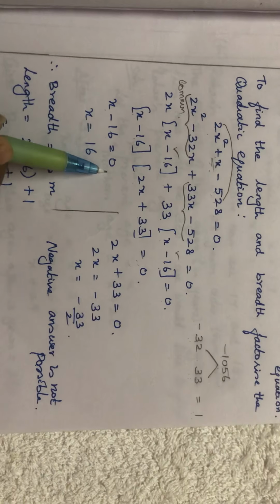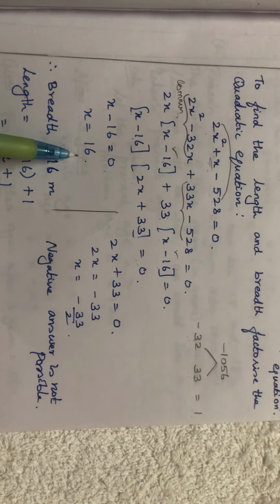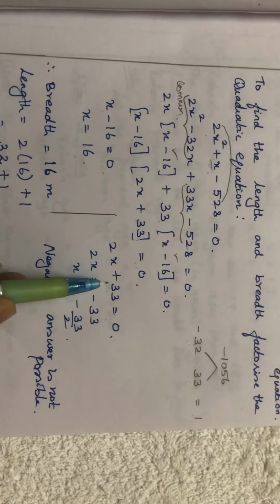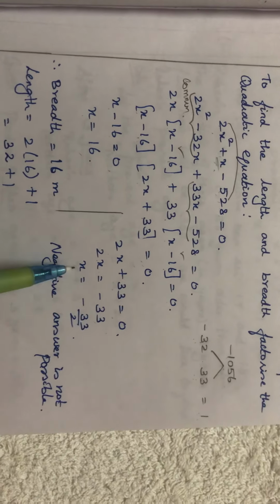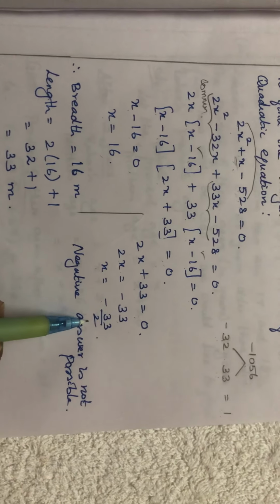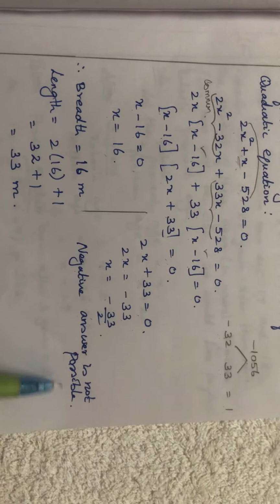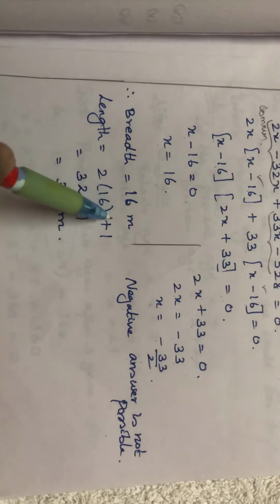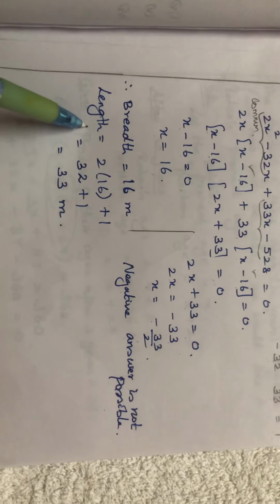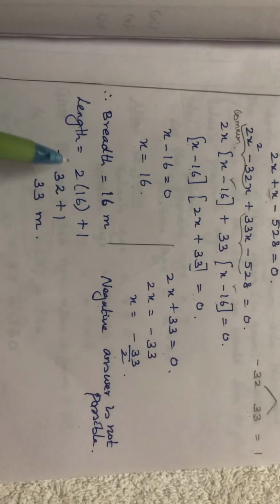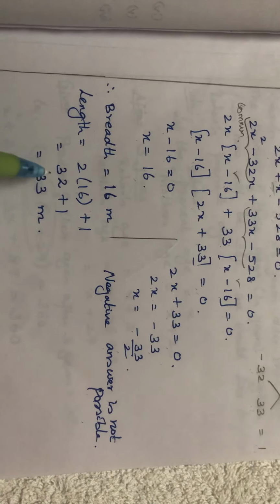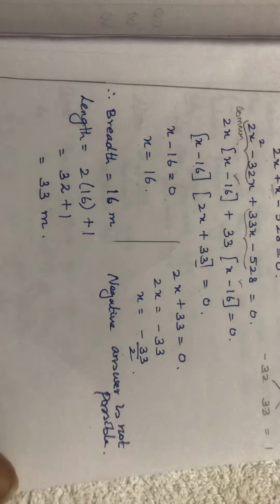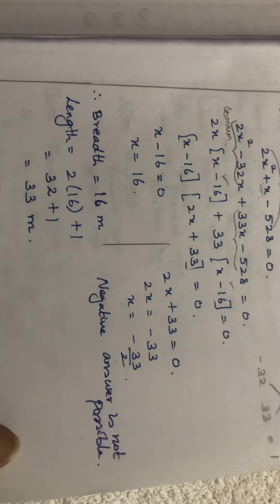So x minus 16 equal to 0, x is equal to 16. 2x plus 33 equal to 0, 2x is equal to, bring this to this side, minus 33. x is equal to minus 33 by 2. Negative is not possible in the length. So we are not going to consider the negative value. Therefore, breadth is equal to 16 meter. Length is equal to, we have taken 2x plus 1. So 2 into 16 plus 1, 32 plus 1, which is equal to 33. Therefore, length is 33 meter.